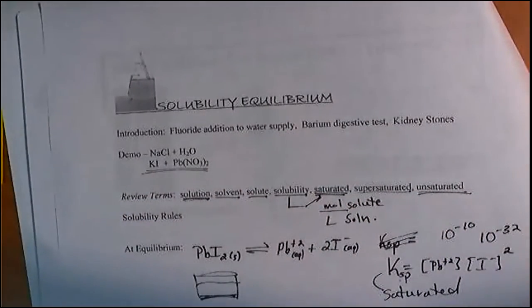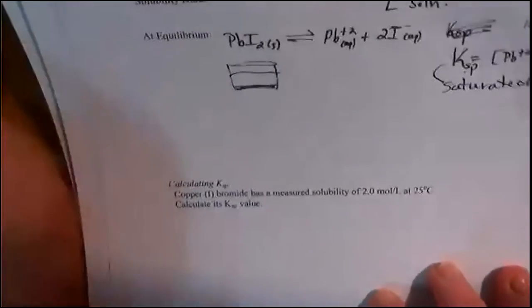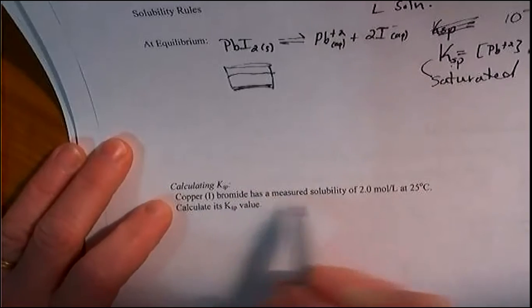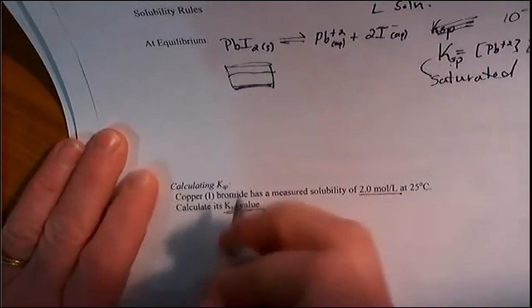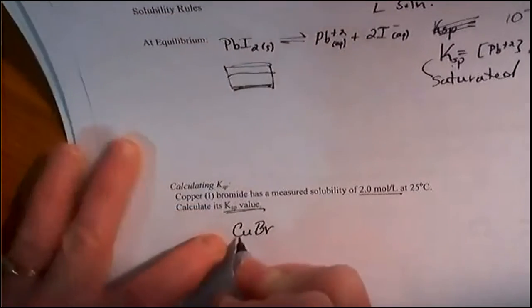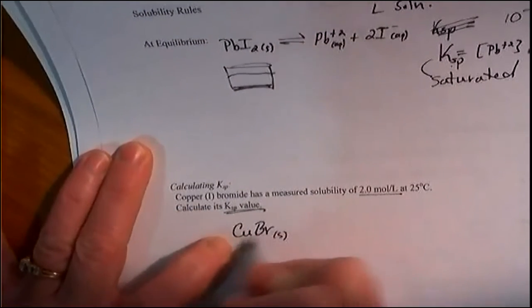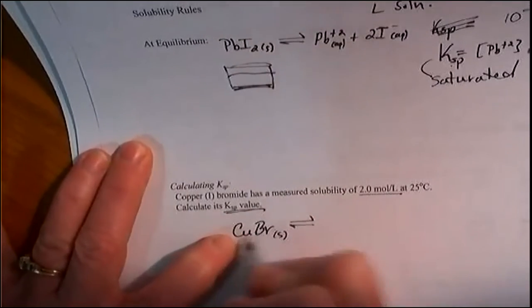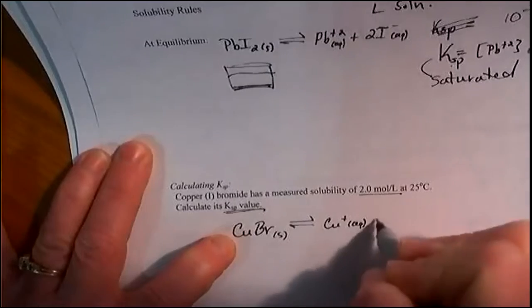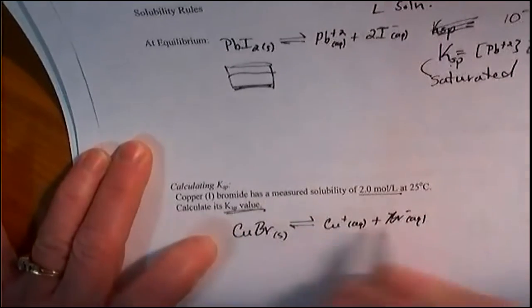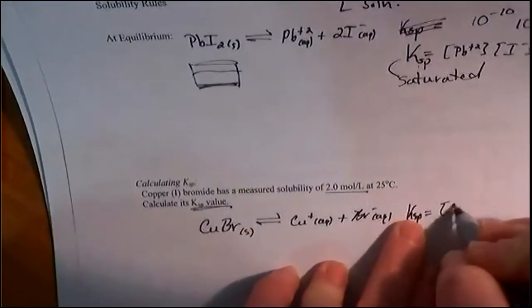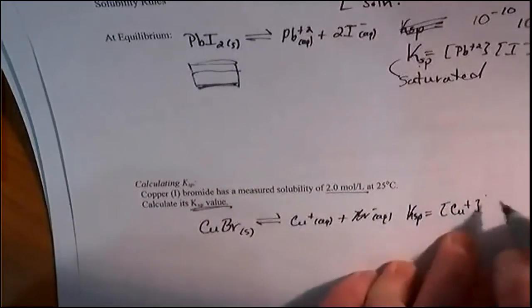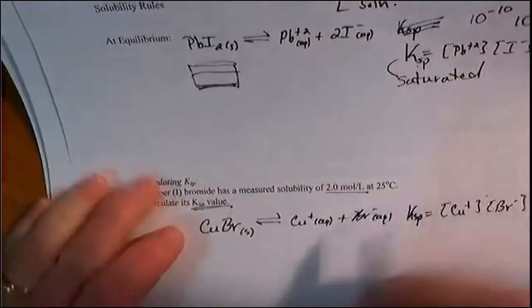All right, so let's dig into our first example. Copper(I) bromide has a measured solubility of 2 mole per liter at 25 Celsius. Calculate its Ksp. Okay, we will always reference the ionic solid as our reactant and just acknowledge that we understand a little bit of this is dissociating, and it's a 1-to-1 ion ratio. Now, Ksp will be copper plus to the first power because of the coefficient of 1, and bromide to the first power because of the coefficient of 1.